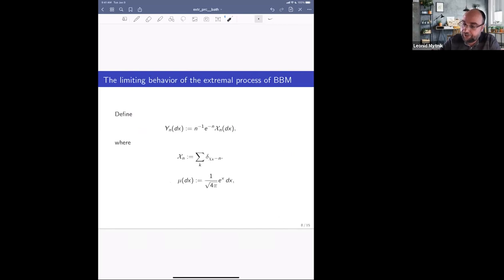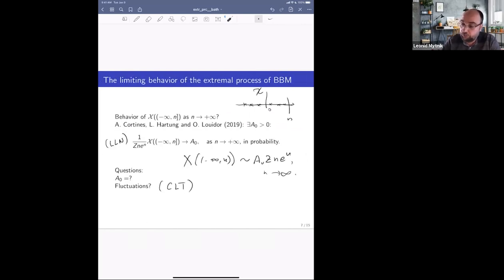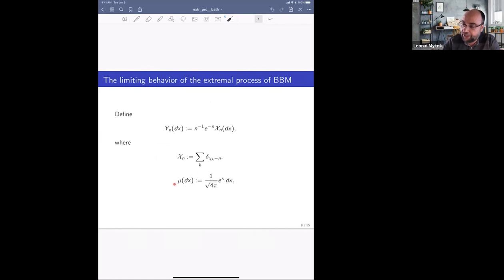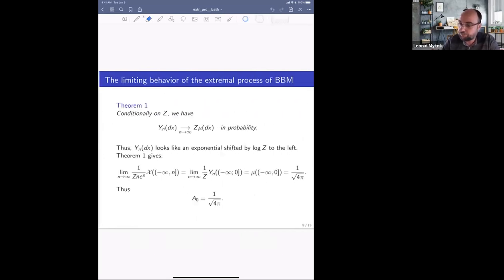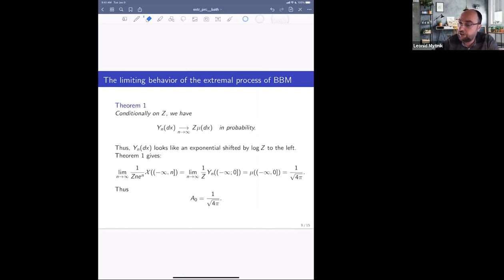And it's clear that if we get the information about the limiting behavior of this yn, then we recover the Cartinius-Hartung-Louis result, and maybe we have a chance to get what A0 is. We also define mu dx, which is just the exponential measure, e^x dx, times some constant. So the first theorem: we can show that this measure yn dx converges as n goes to infinity to mu dx multiplied by z. This is the first result. And one can check that yn dx looks like an exponential function shifted by log z to the left.